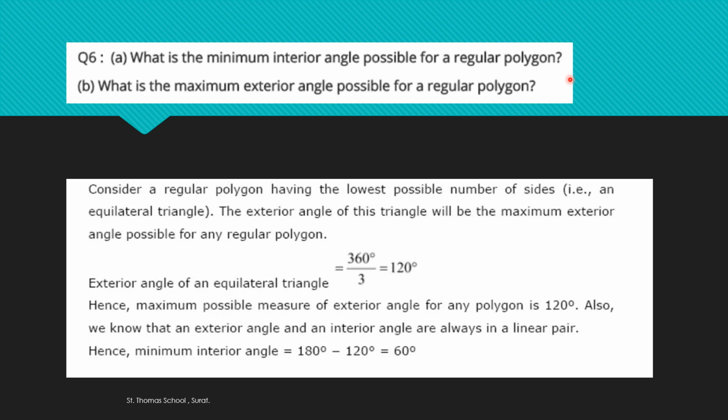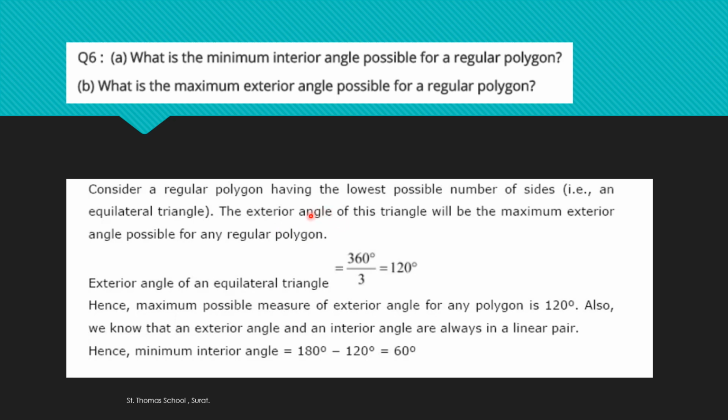So in a triangle, which triangle has all sides and all angles equal? That is called an equilateral triangle. So consider a regular polygon having the lowest possible number of sides, that is an equilateral triangle. And how many angles for an equilateral triangle? 3. So how many exterior angles? That also 3. It's clear? Now the exterior angle of this triangle will be the maximum exterior angle possible for any regular polygon. It's clear? So there are 3 interior angles, so 3 exterior angles.